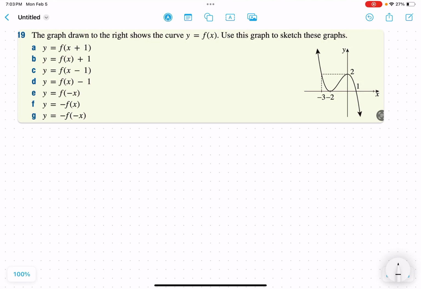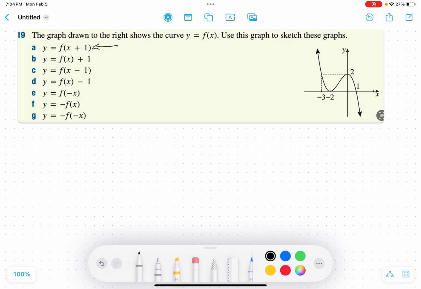All right, just a rundown here of what these do. So without looking at the graph, f(x + 1) moves the whole graph to the left 1. Okay, so let's actually look at the graph now.